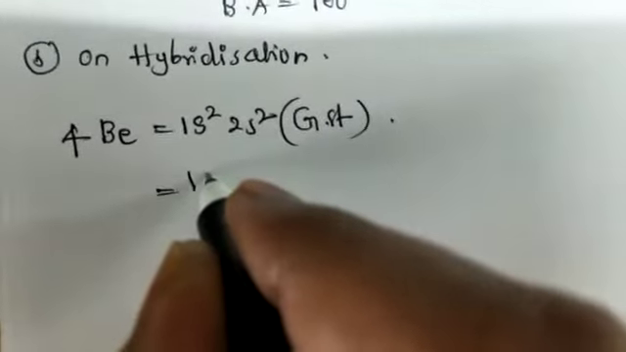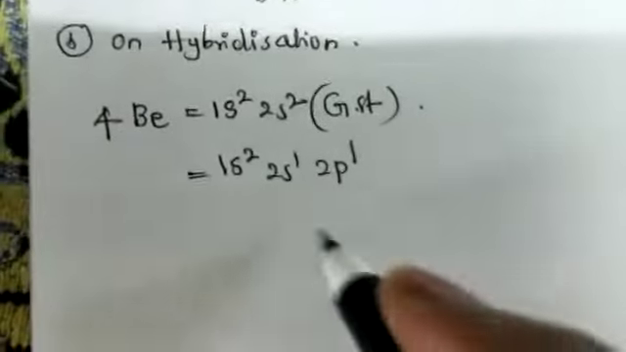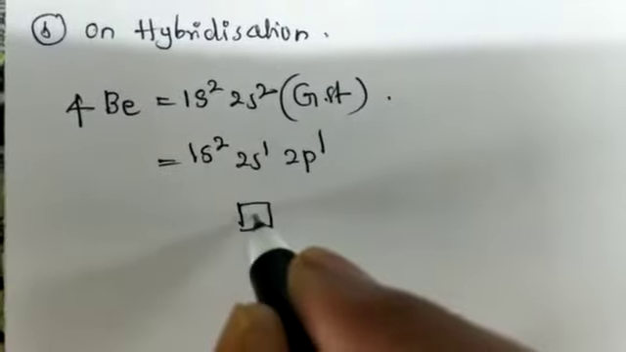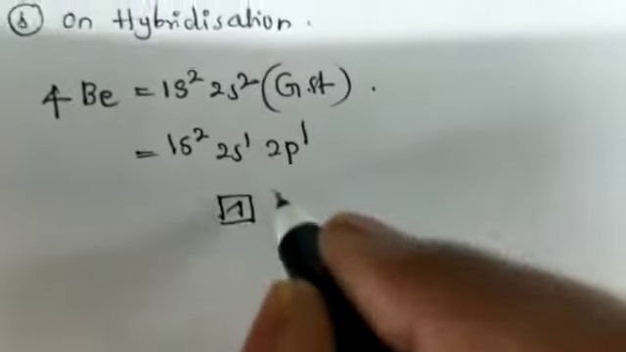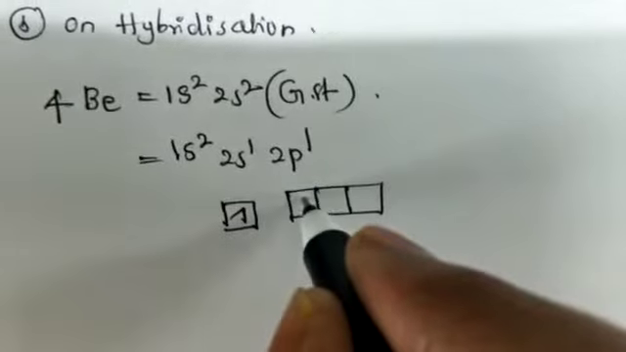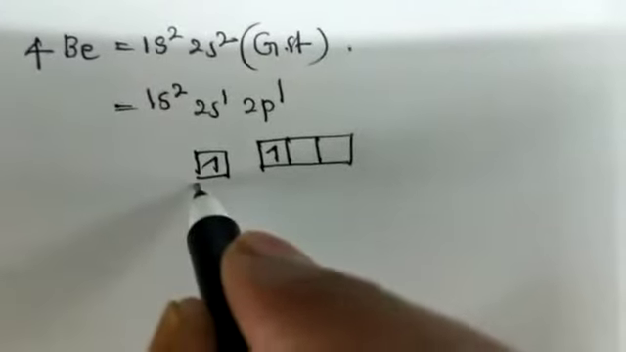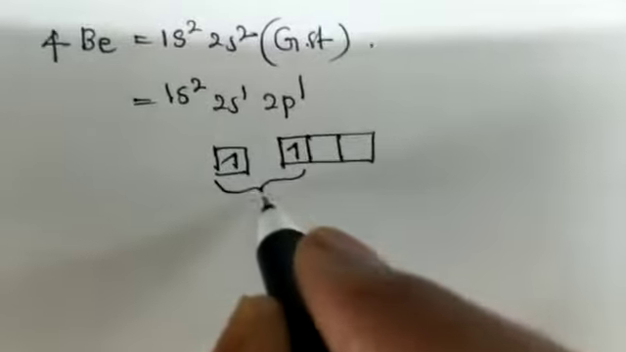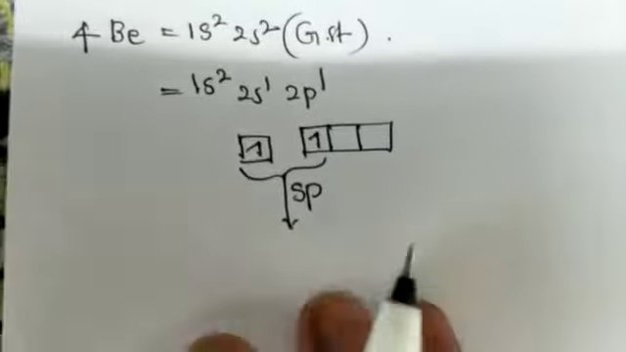But in the excited state electronic configuration, what happens here? 1s2 2s1 2p1. According to orbitals, the 2s orbital contains 1 electron, and among the 3 2p orbitals, one orbital contains 1 electron. So the 2s orbital and 1 p orbital undergo hybridization. Which hybridization? It is sp hybridization.